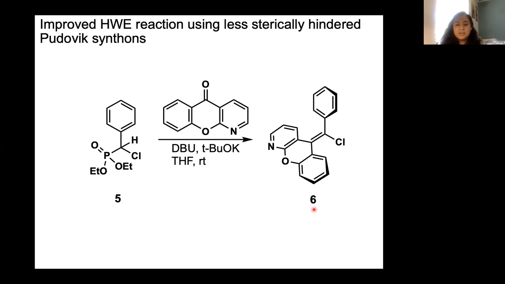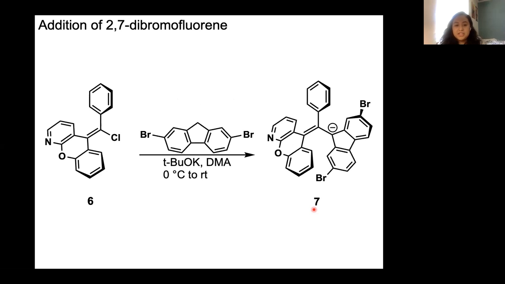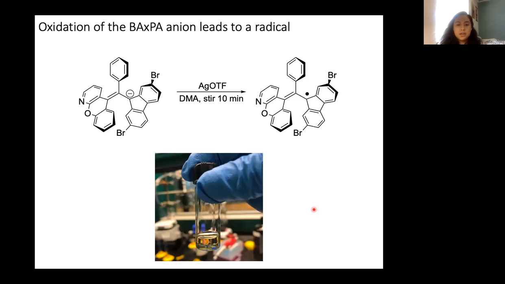Compound 6 was then treated with 2,7-dibromofluorene, treated with base in DMA at 0 degrees Celsius because this reaction was pretty volatile. And I got the anion, so compound 7. From the anion compound, I treated with silver triflate in DMA. I stirred it for 10 minutes, and I got the BAxPA radical.